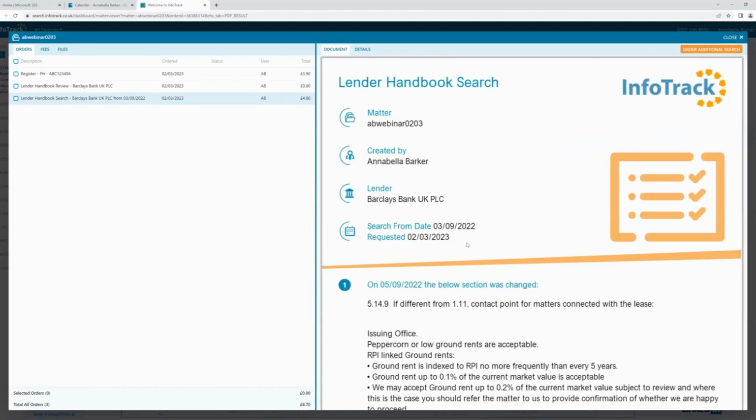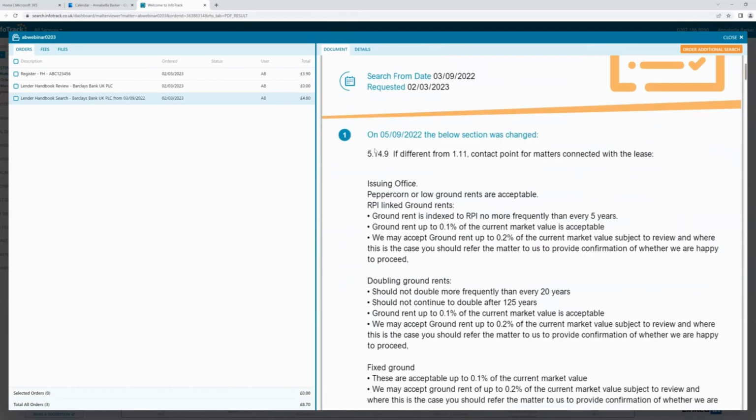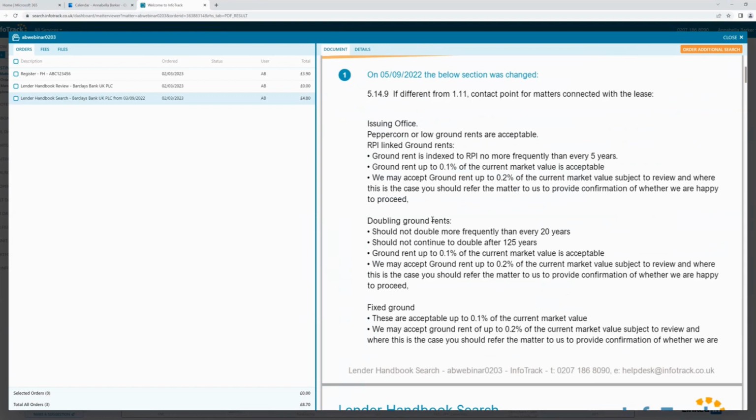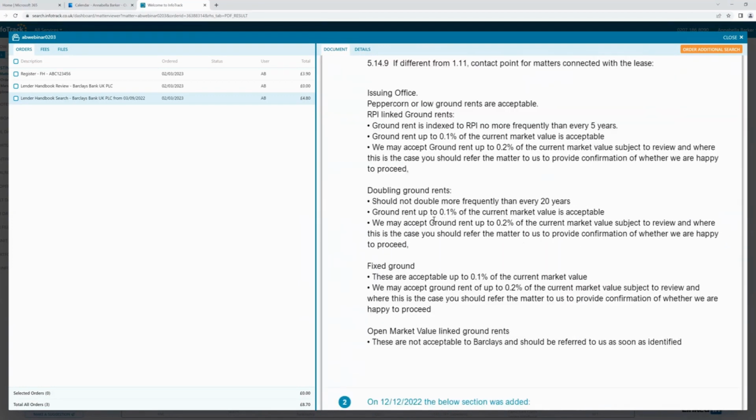So the document will include the previous and the new answer so that you can compare them and the date of the change. So in this case, we can see that 5.14.9 was also changed on the 5th of September last year. This is the previous answer and this is what it was changed to. So we can see that one of the clauses around ground rents doubling after 125 years was removed.